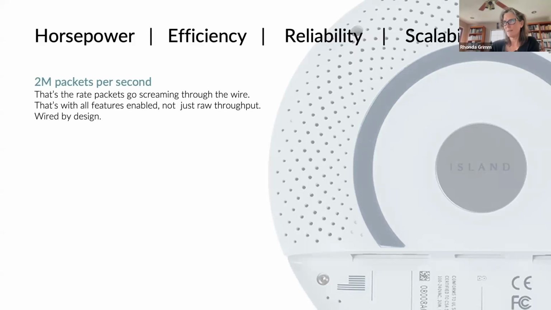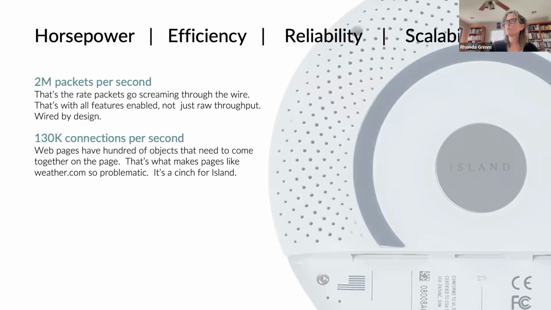So Island provides 2 million packets per second. That's not just raw throughput. That is with all features turned up. It's wired by design. It's not a wireless router. It's so you would have your access points or your mesh with it. It's 130,000 connections per second.